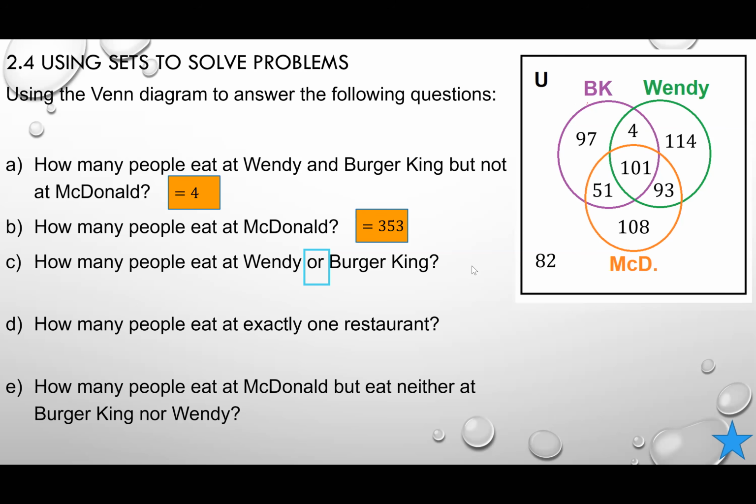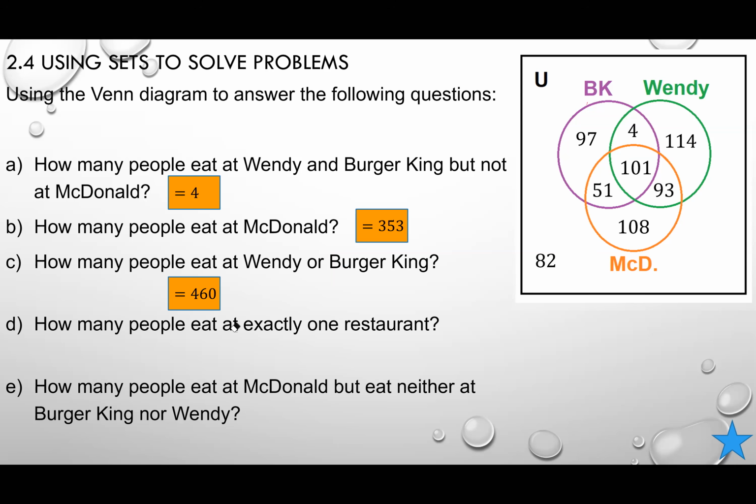So basically all you do is you take each individual number, you take the 97 plus the 4 plus the 114 plus the 51 plus the 101 plus the 93. This group of people, and these two groups of people, are the people who eat at Burger King or eat at Wendy's. Okay, so again, I agree, some of them eat at McDonald's, but we don't care. They don't give us any restriction that I don't want the McDonald's people, right? They don't give us the restriction, just give them what they ask you.